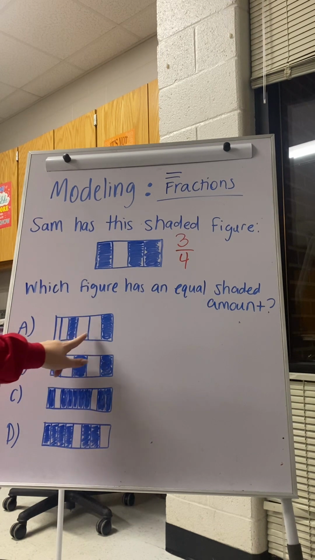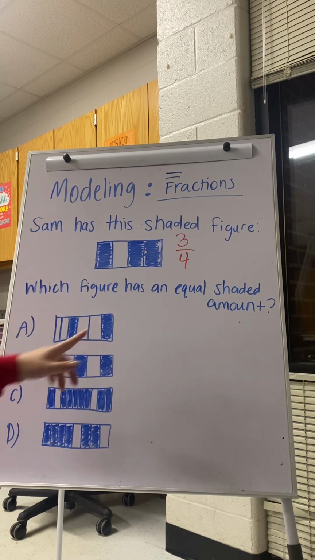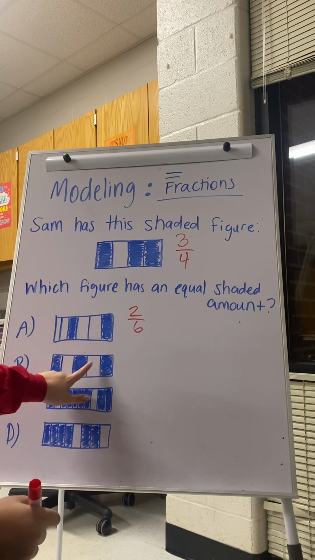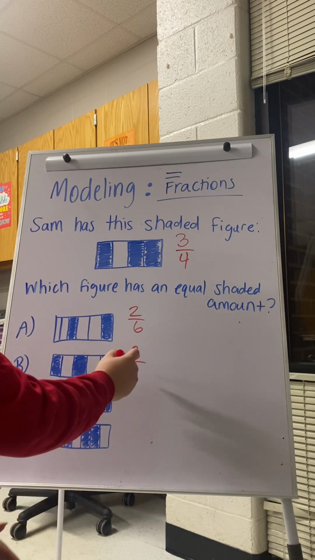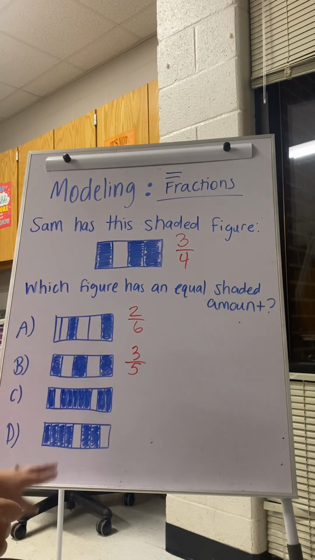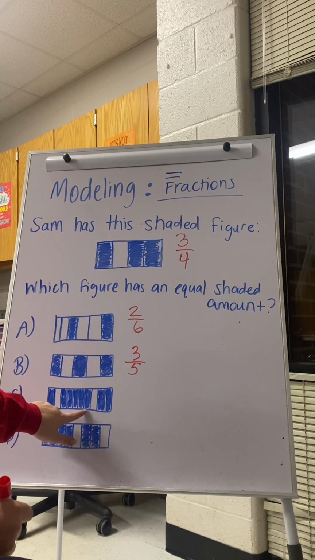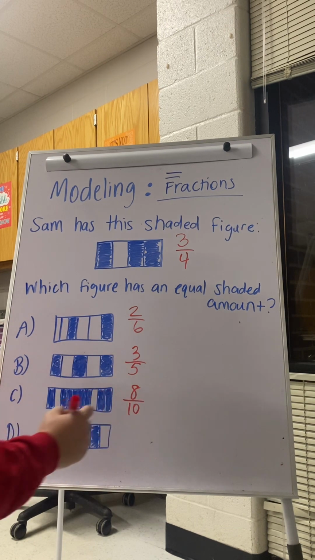Now it doesn't matter where your pieces are shaded. It's still 2 shaded parts out of, and this one's going to be 1, 2, 3, 4, 5, 6. So this is going to be 2/6. Down here I've got 1, 2, 3. So 3 and 1, 2, 3, 4, 5 total pieces. So this is 3/5. This is where they start to get a little bigger, so I have to be careful. I see that there are 2 pieces not shaded, and I have a total of 1, 2, 3, 4, 5, 6, 7, 8, 9, 10. So that means I must have 8/10 since 2 are not shaded out of 10.